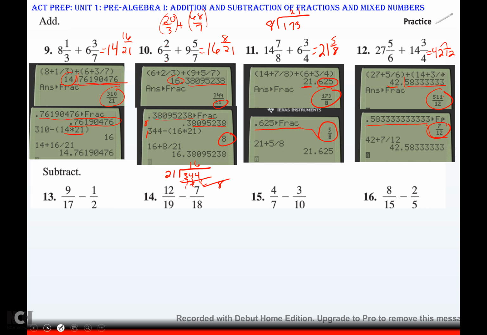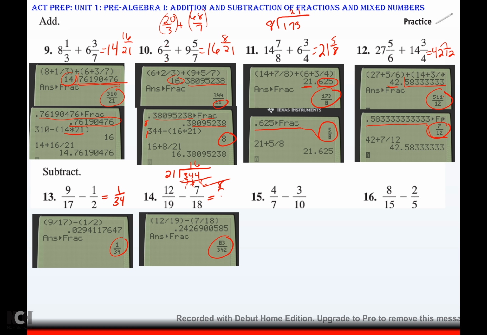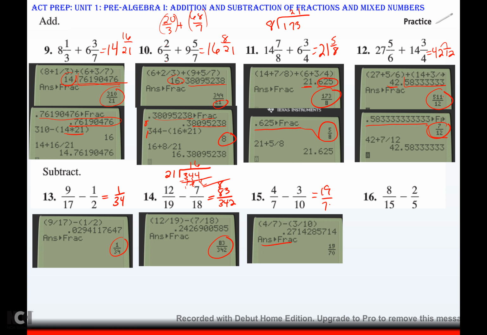Okay, 13. I type it in and I get that decimal, math enter it, I get 1 over 34, which is proper, so I don't have to fix it. Okay, 14. I type it in, I get 0.24 something, math enter it, I get 83 over 342. Okay, 4/7 minus 3/10 is 0.27 something. Math enter it, and I get 19 over 70.